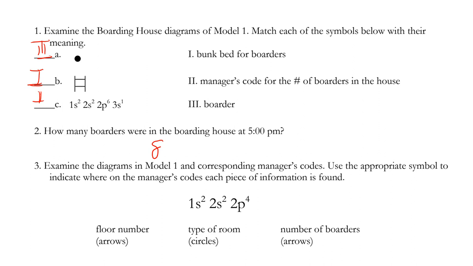Examine the diagrams and figure out which means what. So the floor number versus the type of room, the number of boarders. So we're going to indicate what's the floor number. A floor number is a number in the front. In 1s2, the 1 and the 2, those are the floor numbers. The type of room is the s and p, and the number of boarders are the numbers that are written superscript, that means on top. So the 2, 2, and 4, those are the number of boarders per room.